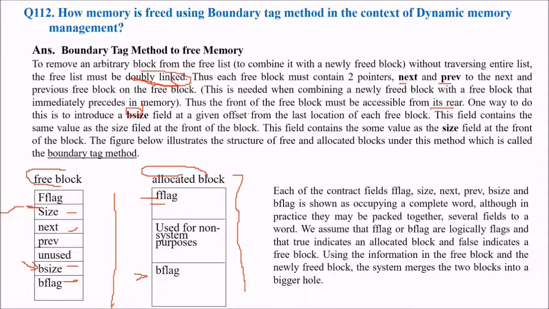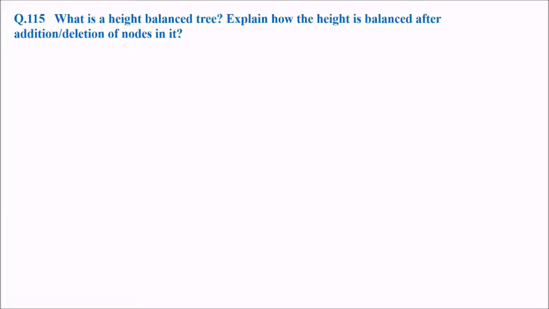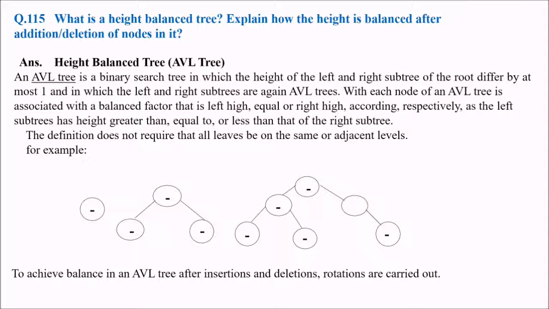What is a height balanced tree? Explain how the height is balanced after deletion of nodes in it. A height balanced tree is also known as an AVL tree. An AVL tree is a binary search tree. So AVL is a BST.